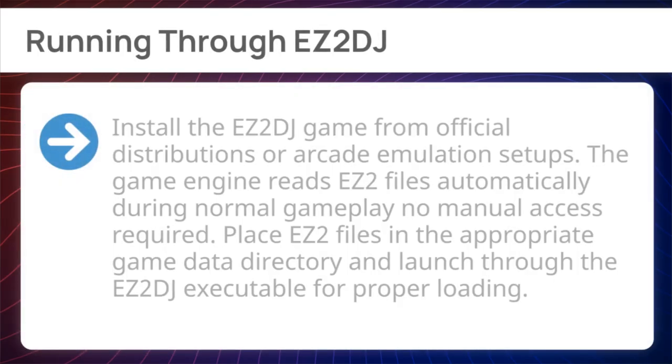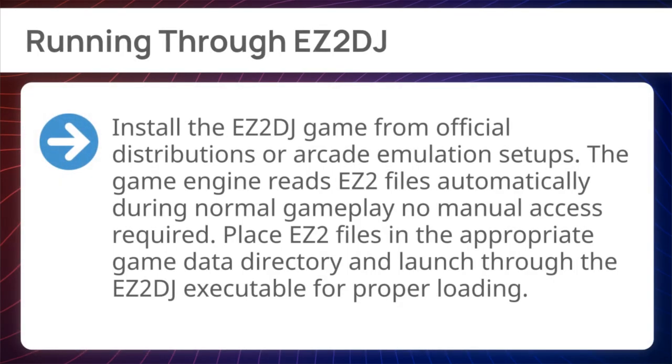First, running through EZ2DJ. Install the EZ2DJ game from official distributions or arcade emulation setups. The game engine reads EZ2 files automatically during normal gameplay, no manual access required. Place EZ2 files in the appropriate game data directory and launch through the EZ2DJ executable for proper loading.